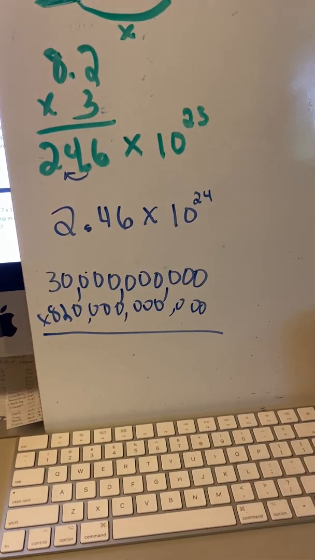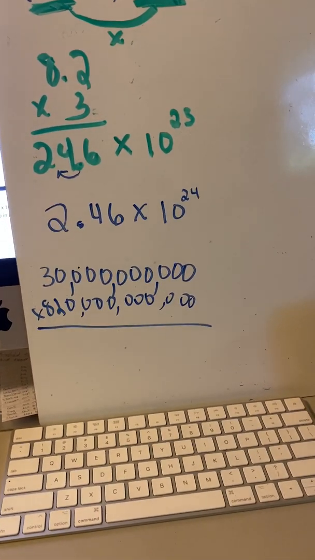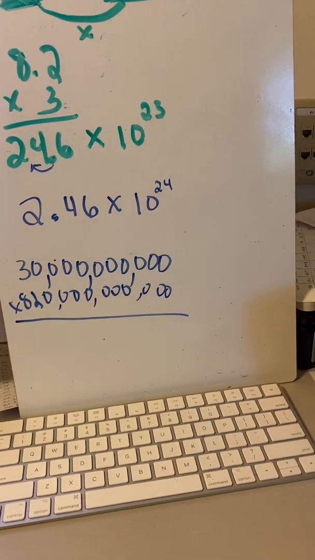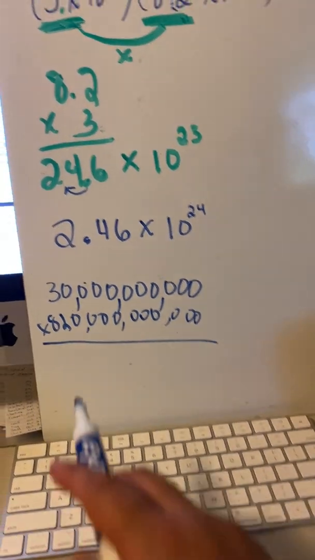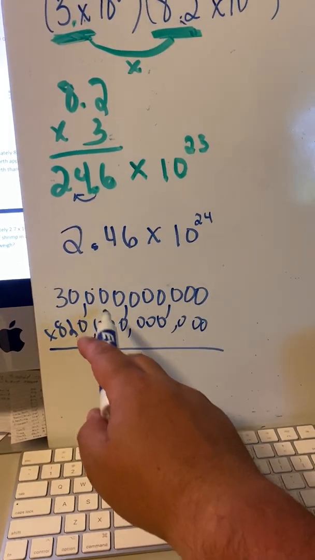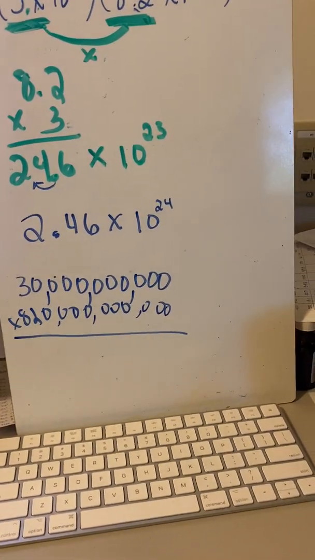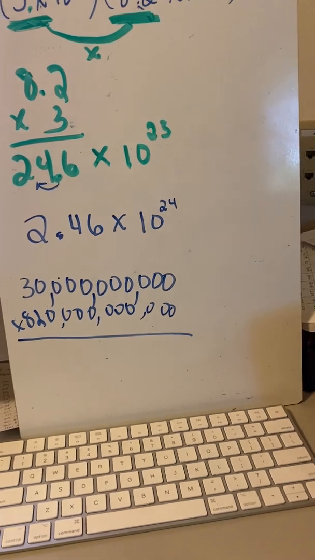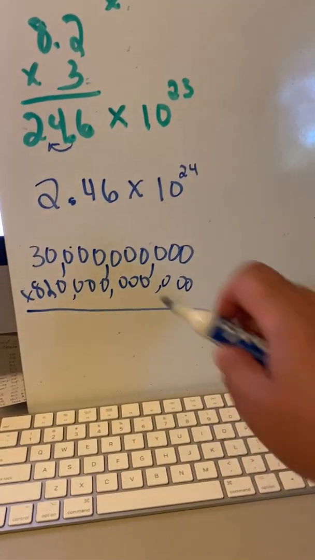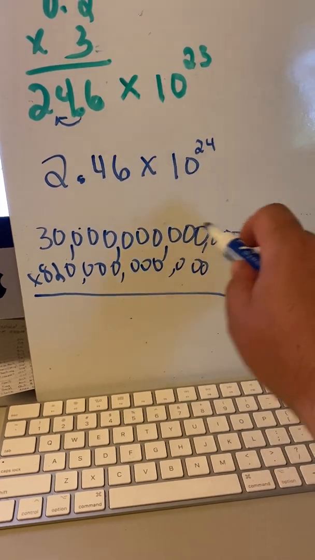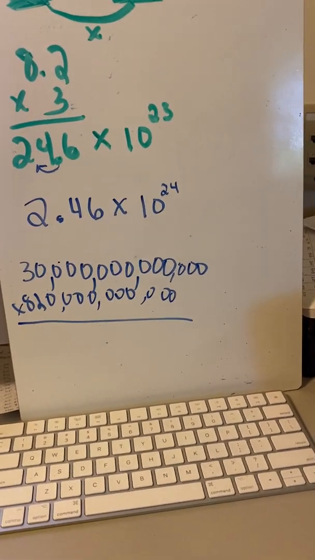All right. Looks fun to you? I don't really like it. Okay. This is 820 billion times 30 billion. Yuck. No, thank you. Oopsie, I did something wrong. Should be 30 trillion. Yikes.